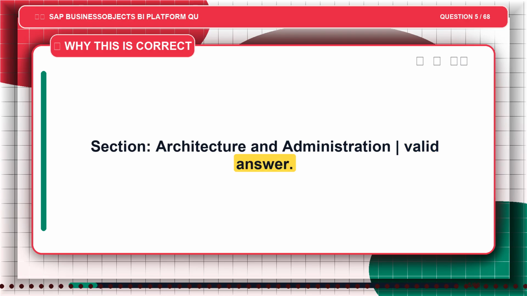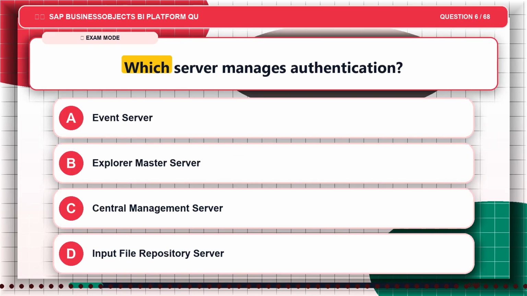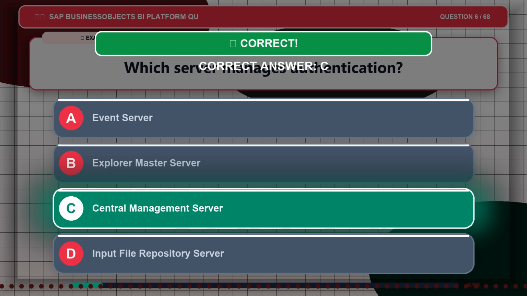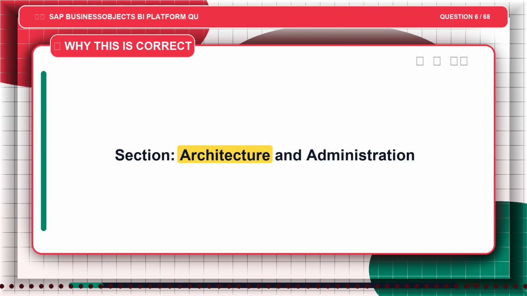Question 6. Which server manages authentication? Option A. Event server. Option B. Explorer master server. Option C. Central management server. Option D. Input file repository server. The correct answer is option C. Central management server. Section, Architecture and Administration.